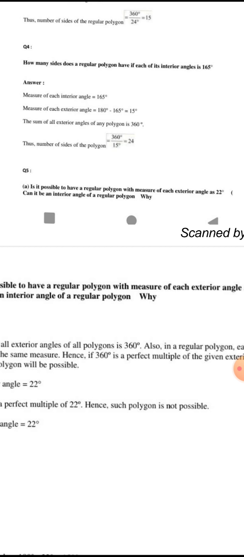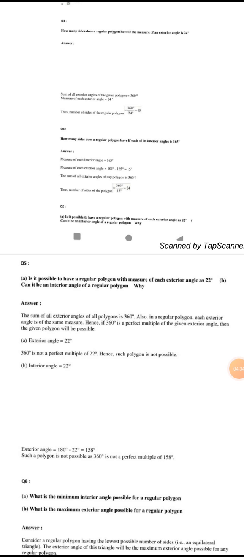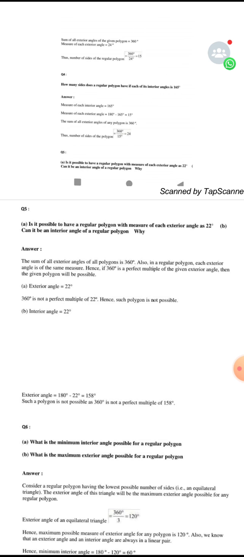Is it possible to have a regular polygon with the measure of each exterior angle as 22 degrees? Can it be an interior angle of a regular polygon, or why? You know the sum of the exterior angles is always 360 degrees, yes or no? In a regular polygon, the exterior angles are all the same. If 360 degrees is a perfect multiple of the given exterior angle, then the polygon will be possible. Here the question is asked, can it be possible?